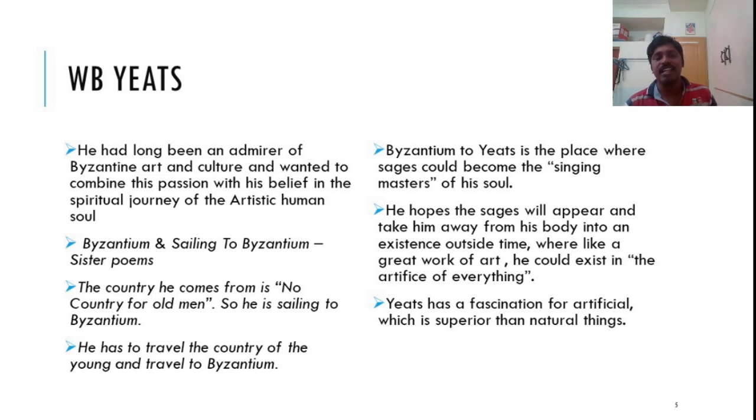The next thing is that W.B. Yeats, in his poems, thinks that the country he comes from, and that is exactly why he starts to write these poems, right? In the first place, he thinks that the place he comes from does not have enough respect for old people, right? And that is why he is sailing to Byzantium, where his passion for literature and the literary artifacts he had created would be respected, right? But back in his own country, he is not being respected, and that is one of the reasons he wants to sail to Byzantium, ditching his own place, right? So he has to leave the country of the young and travel to Byzantium.